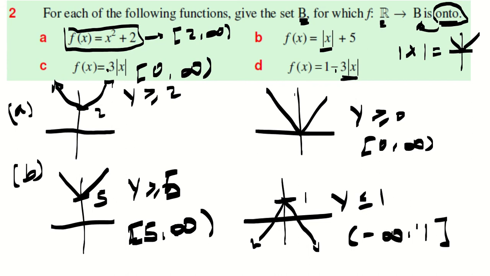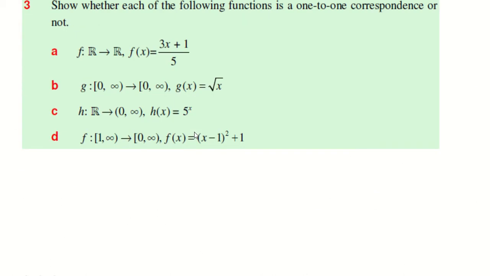That is negative infinity. Okay, so these are the answers for question number 2. When you go to question number 3, what does it say? Show whether each of the following functions is a one-to-one correspondence.